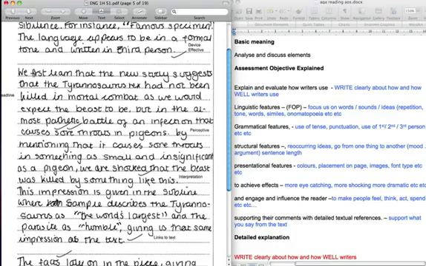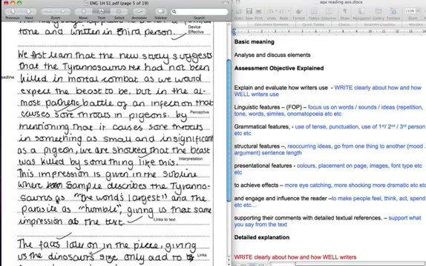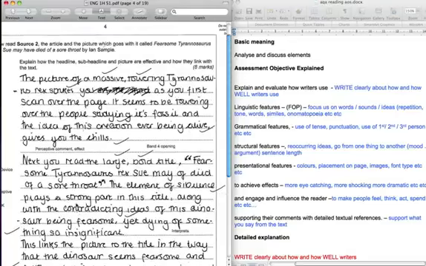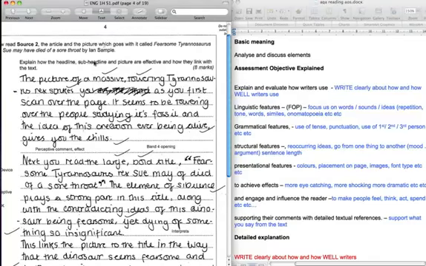This impression is given in the subline where the sample describes the Tyrannosaurus as the world's largest and the parasite as humble, giving us that same impression as the text. So the link there is being made between the subline and the actual piece. And if we look down, I thought it was supposed to be sub-headline, but anyway, they explain how the headline, the sub-headline and picture.